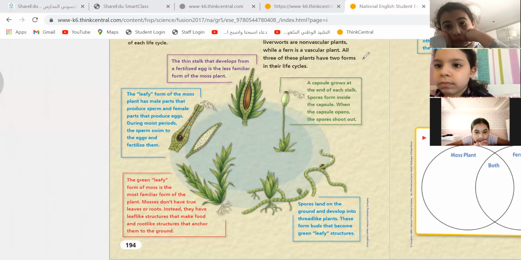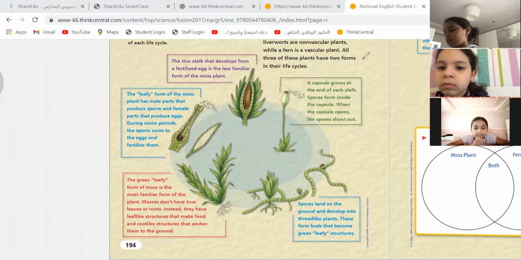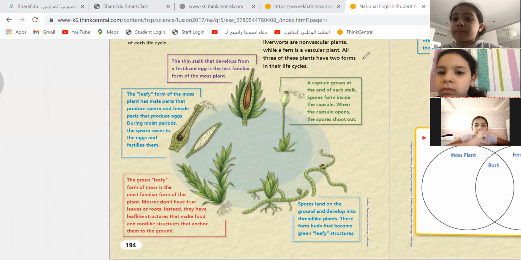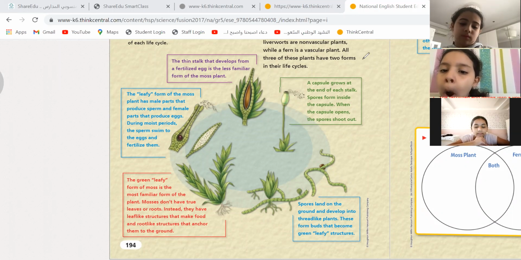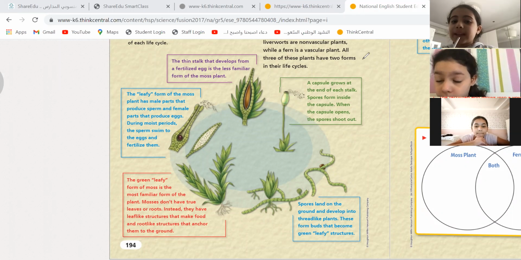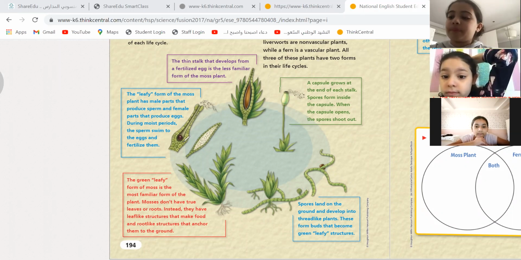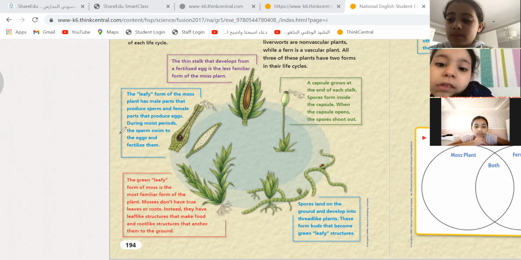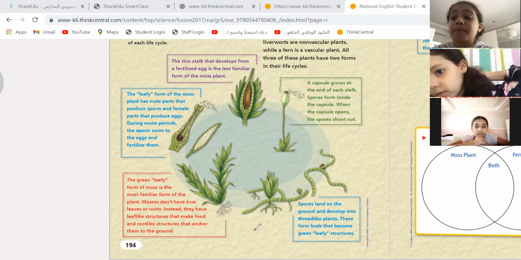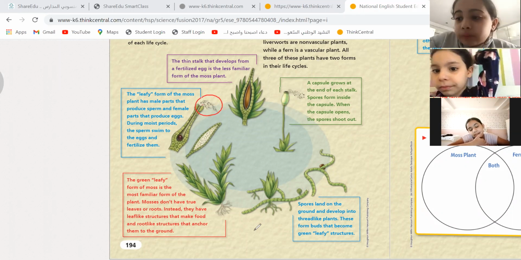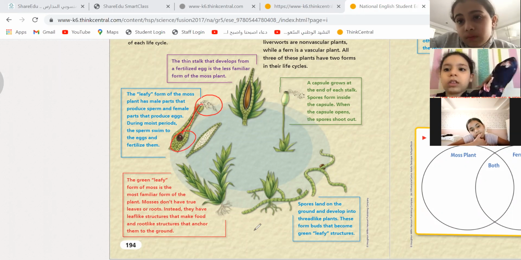This is the part where they make spores. The leafy part, it will form the moss. Plant has male part and the female part. The female will produce what? The egg, okay? And the male part will produce the sperm. So the male has the sperm, the female has the egg, and both together will make the spore. When it's fertilized, see, these are the sperms. When they fly inside the egg, this one will be fertilized.